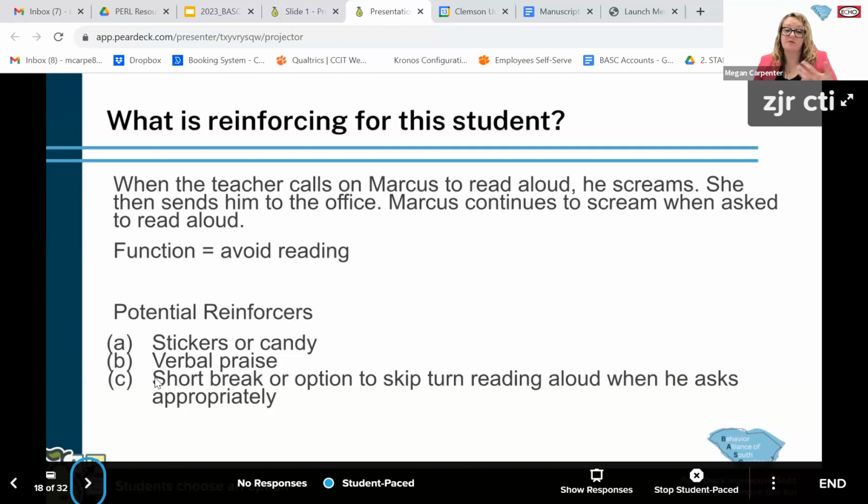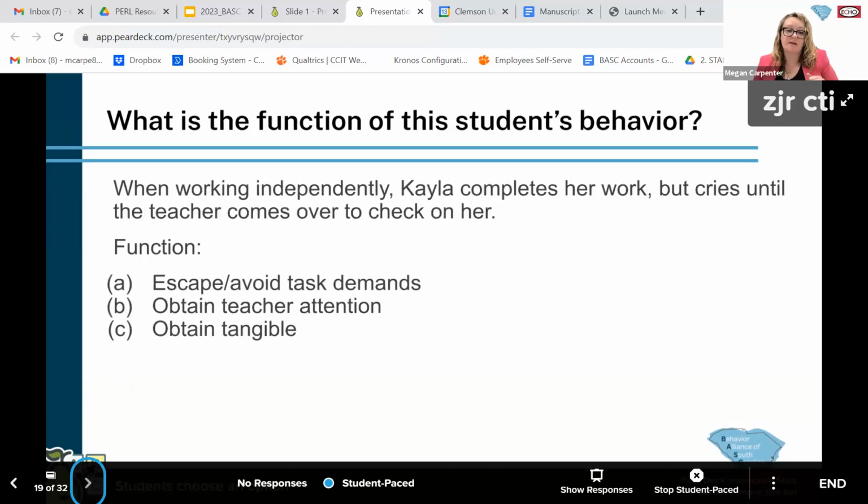Skip a turn reading aloud when he asks appropriately. That matches the function. So if instead of screaming, Marcus says, "I'd like a break, please," or "Can I skip my turn, please?" and we allow him to skip his turn reading aloud, we allow him to avoid that reading, that reinforcer is much more likely to be successful for that student. Let's look at another example.